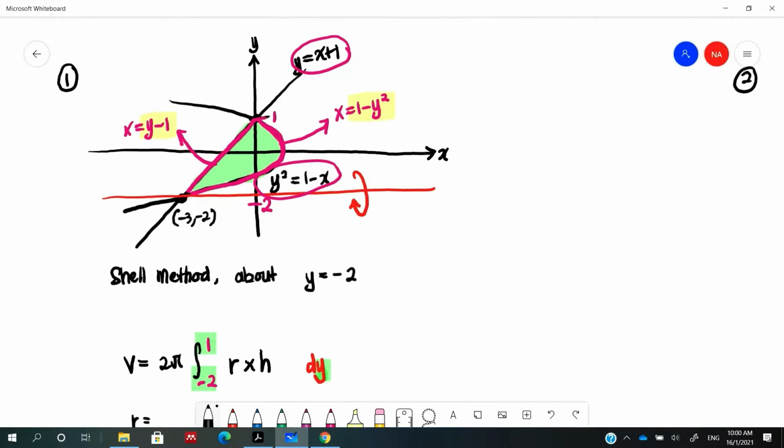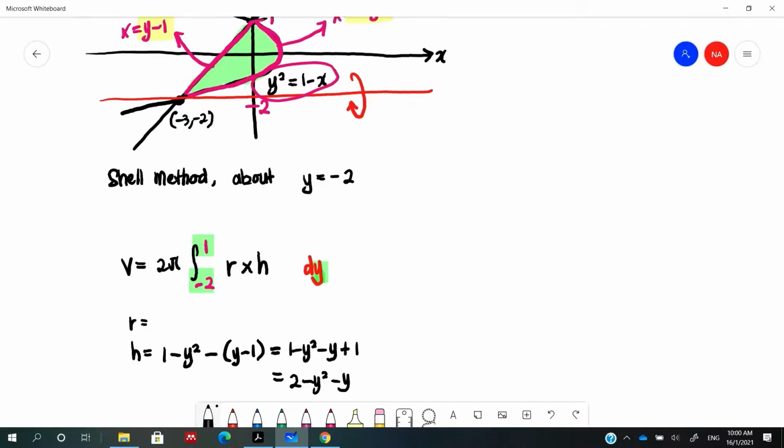Now you should look at the radius. We know that the radius is something like this. So you know that the region is at the top of the axis, so it should be in terms of y: y minus the axis. The axis is actually y equal to -2, right? So you should take y minus -2, so y plus 2 when you simplify this.